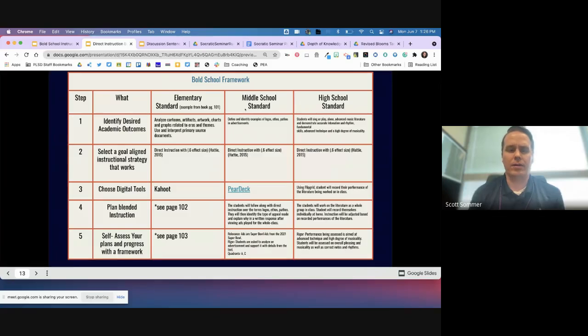Okay, and I can go ahead and talk about the high school standard. I did that one. So for step one, we are first of all identifying the academic outcomes. I chose a music example for this. Students will sing or play alone, advance music literature, and demonstrate accurate intonation and rhythm fundamentals, and then advanced technique and a high degree of musicality.